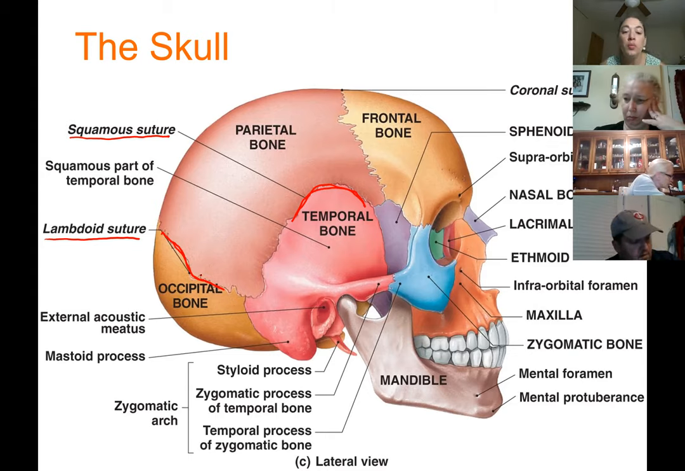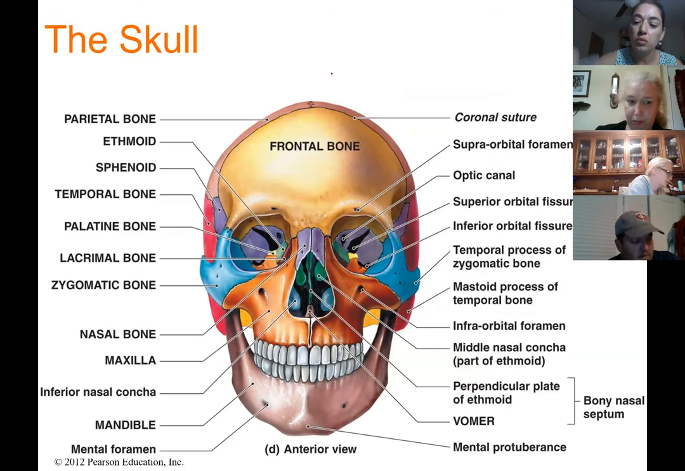Going over a few more sutures, one that's not labeled that I do want you to know, oh, it is labeled, it's just being covered by my Zoom thing here. Coronal suture right here. Oh, whoops, sorry.